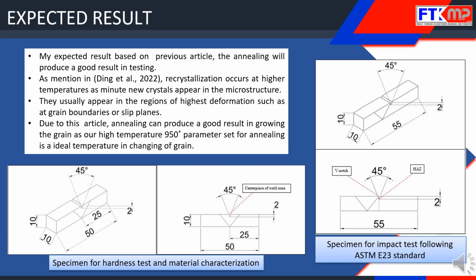My expected result based on previous articles is that the annealing will produce a good result in testing. As mentioned by Ding, recrystallization occurs at higher temperature as minute new crystals appear in the microstructure. They usually appear in the regions of highest deformation, such as at grain boundaries or slip planes. Due to this article, annealing can produce a good result in growing the grain, as our high temperature parameter of 950 degrees Celsius set for annealing is an ideal temperature for changing the grains.